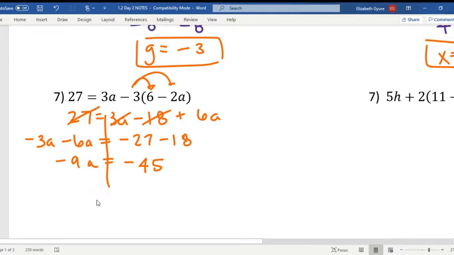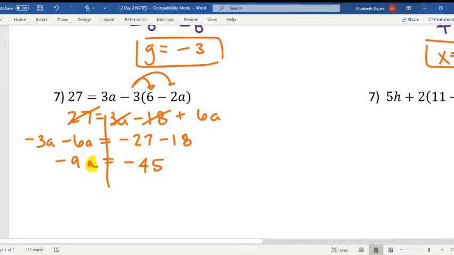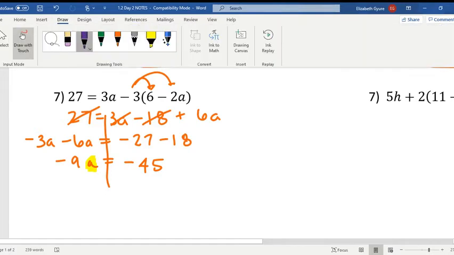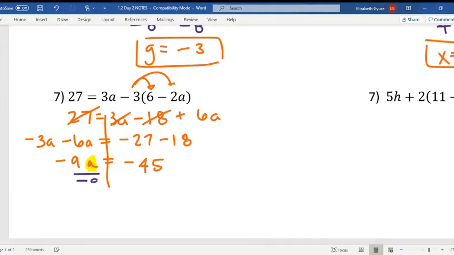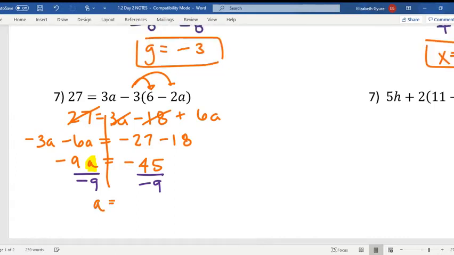So we want to now finish this up and get a all by itself. What should we do with that negative 9, Dallas? It is being multiplied. Opposite is divide both sides by negative 9. Dallas, what's a negative divided by a negative? A positive. And yes, 45 divided by 9 is 5.